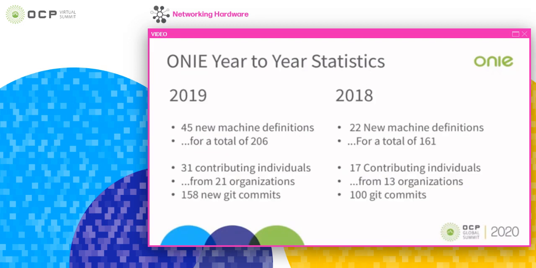So looking at the year-to-year statistics, in 2019 we had 45 new machine definitions, bringing the total up to 206, 31 contributing individuals from 21 organizations, and a total of 158 new Git commits. This is a bit more than 2018, but 2018 was a little bit slower than 2017, so I'd say it's about average.